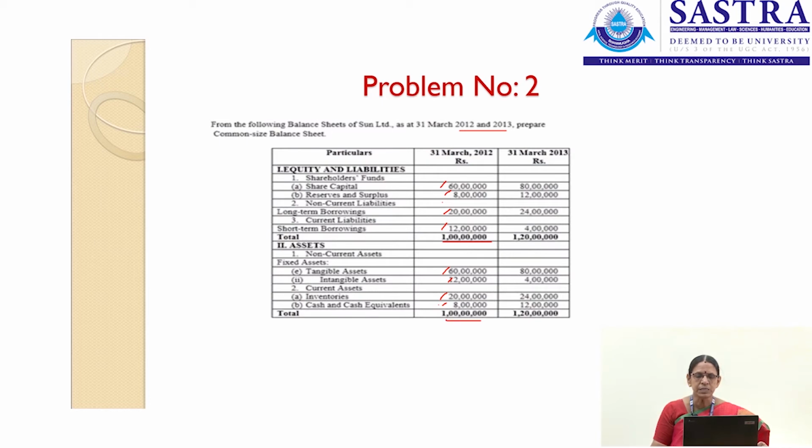Then 2013, share capital is 80 lakhs, reserves and surplus is 12 lakhs, then long-term borrowings is 24 lakhs and short-term borrowings is 4 lakhs. We have 1 crore and 20 lakhs. The same way for your assets, 80 lakhs is your tangible assets, intangible is 4 lakhs, then current assets we have 24 lakhs, then inventories is 12 lakhs, we have 1 crore and 20 lakhs.